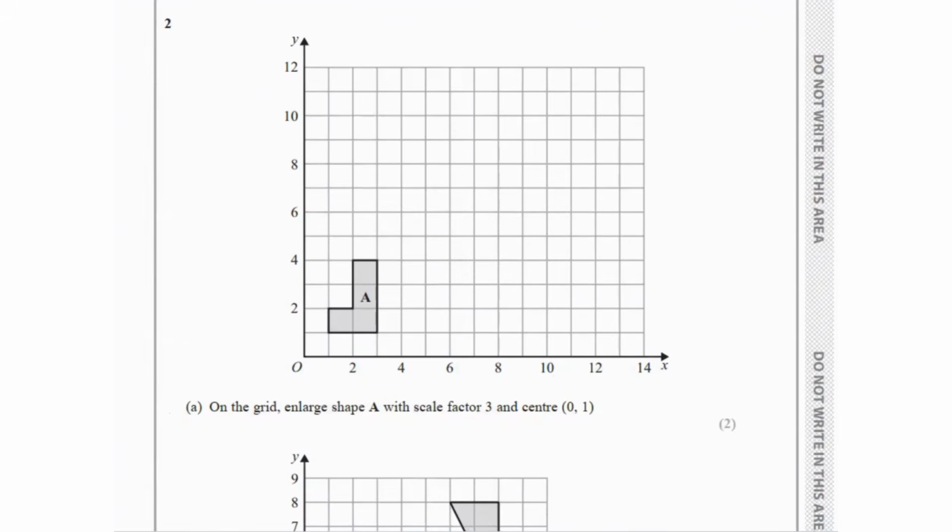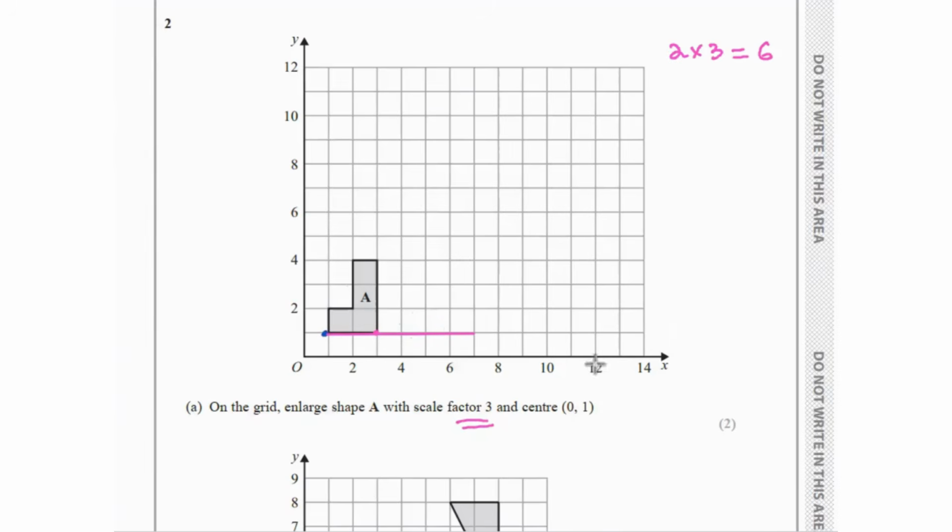Then we have transformation of shapes. On the grid, enlarge shape A with a scale factor 3 and center (0, 1). This is our center, (0, 1). So the distance of this point from the center is 2. And the scale factor is given as 3, which means for the enlarged shape, the distance is going to be 2 times 3, which is 6. So we draw a line which is 6 units long till here.